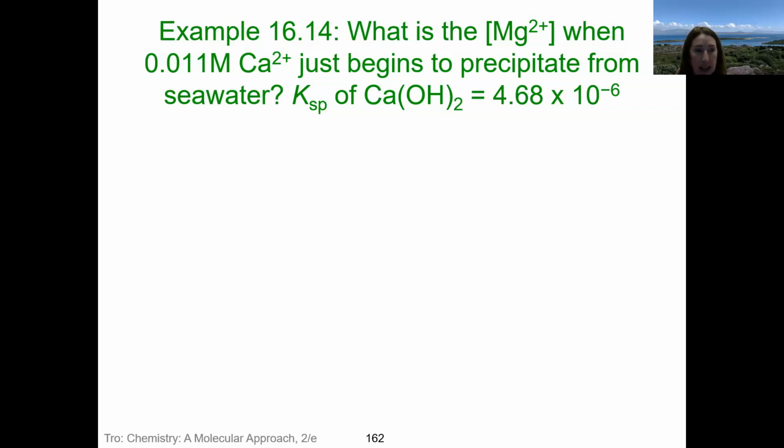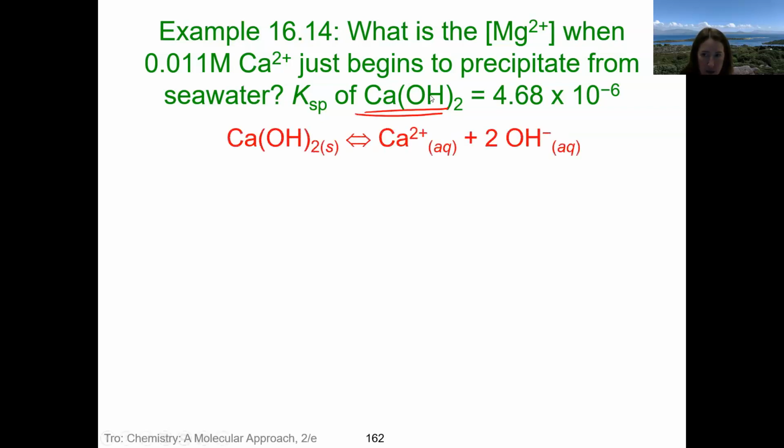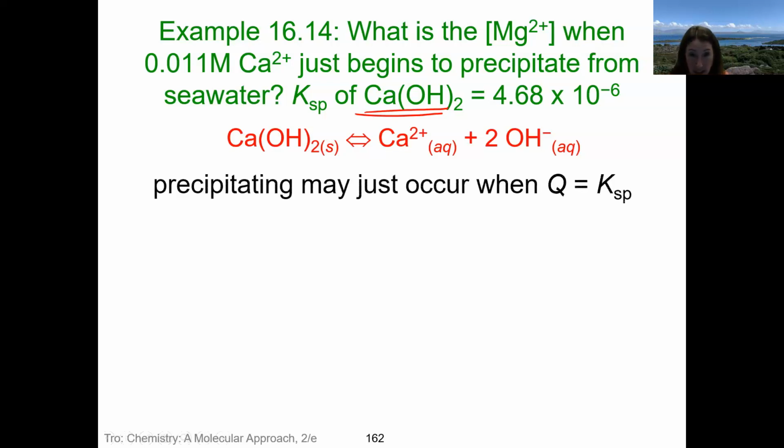So this means that calcium is going to precipitate. So calcium is going to precipitate as, and again, I kind of give you a hint here. I tell you the KSP. So that means calcium's precipitating from Ca(OH)2, right? And so again, when it begins to precipitate, that's when Q equals K. Okay, so we write our Q here, our equilibrium expression, which is super similar to all of these.